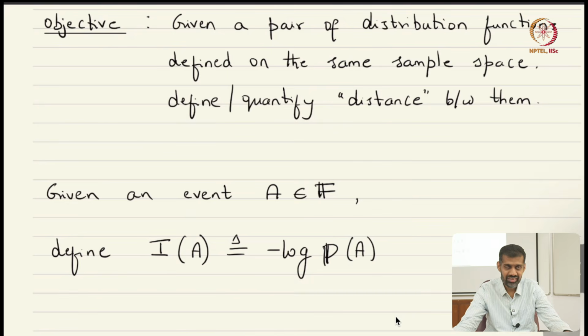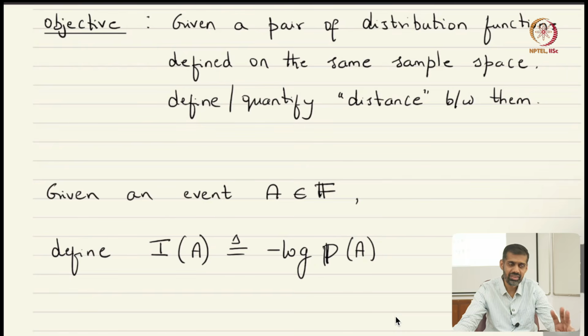The other requirement that we have is, if there are two statistically independent events, the information conveyed by them combined has to be equal to the sum of the information conveyed individually.